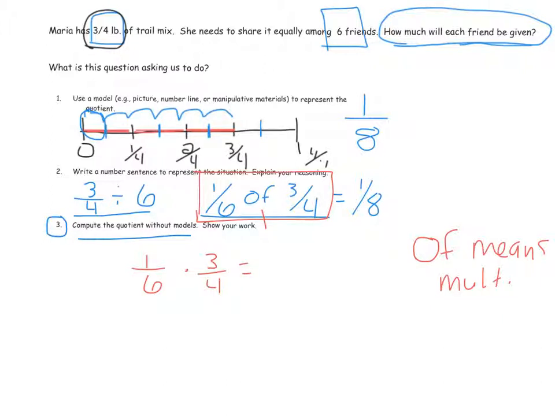1 times 3 is 3. 6 times 4 is 24. And then we could reduce that. 3 goes into both of them. 3 divided by 3 is 1. 24 divided by 3 is 8. And we get our same answer.